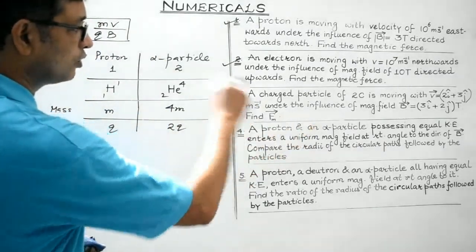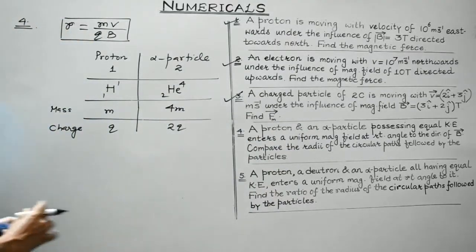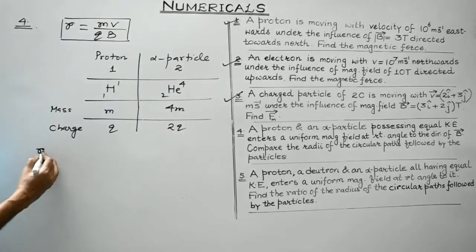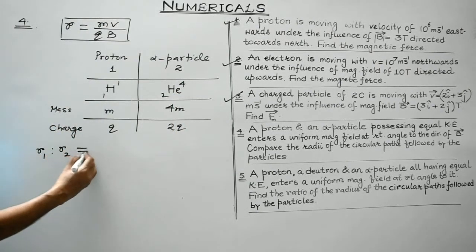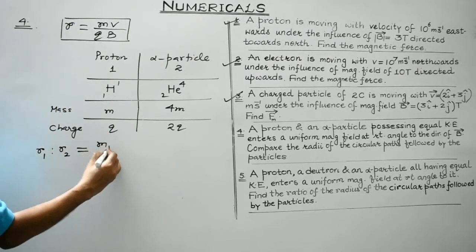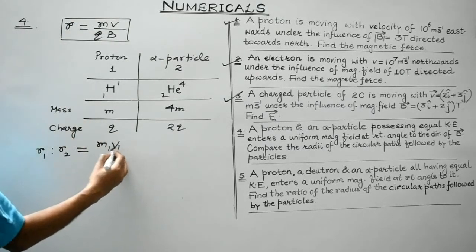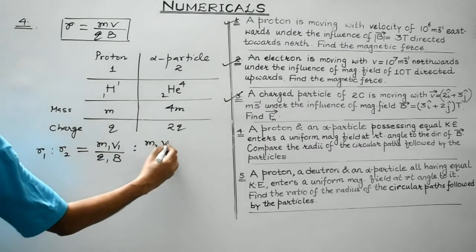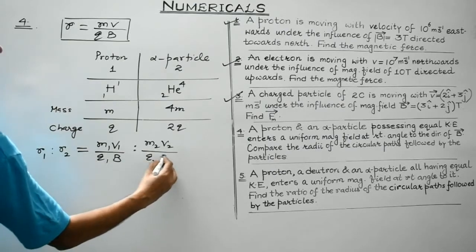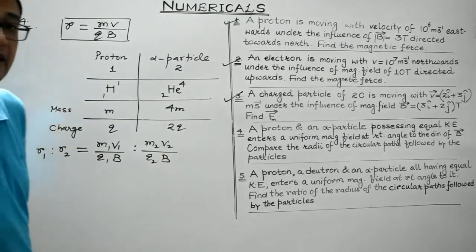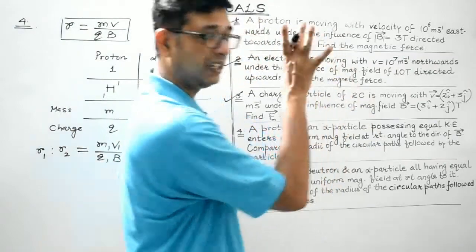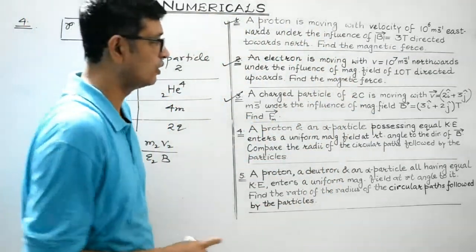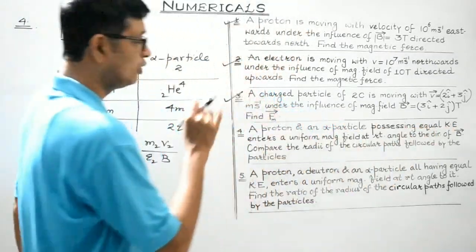Now we are supposed to find the ratio of the radius of the circular paths followed by the proton and the alpha particle. So we are supposed to find R1 is to R2. R1 would be m1 v1 divided by q1 B, is to m2 v2 divided by q2 B. B is the same in both cases because both enter the same uniform magnetic field. B is constant. And one more piece of information is given, students: both possess equal kinetic energies.